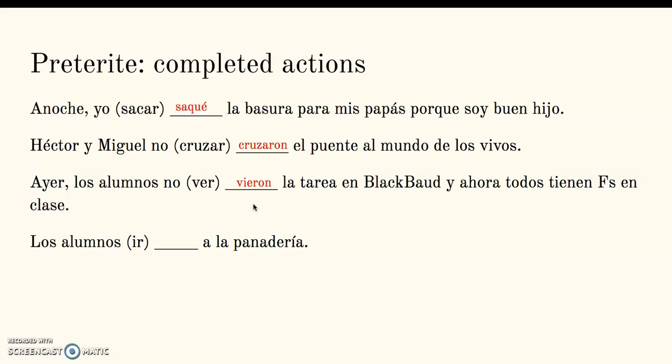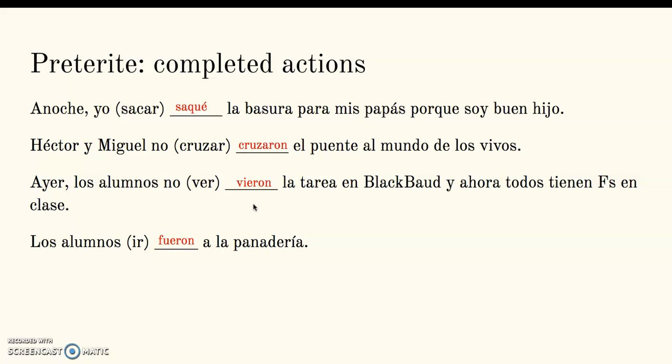And then lastly, los alumnos blank a la panadería. So they went to the bakery. As we said, alumnos is ellos, and then los alumnos fueron a la panadería. It is also an irregular verb in the preterite tense, so it turns into fui, fuiste, fue, fuimos, y fueron. So that's a little bit of a confusing one as well. That's why I gave you the answer.